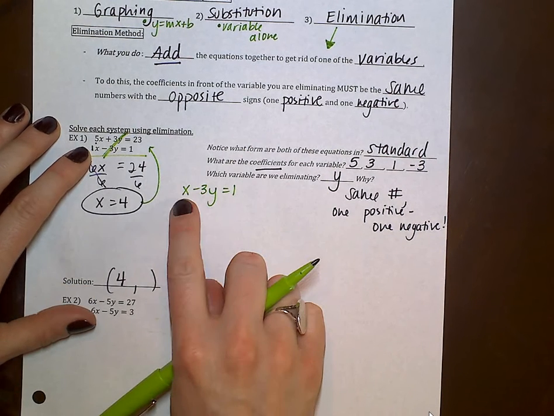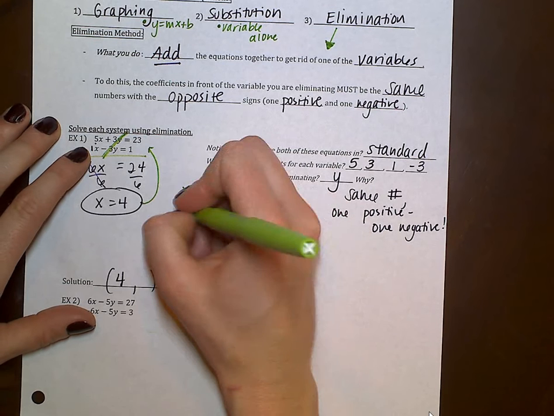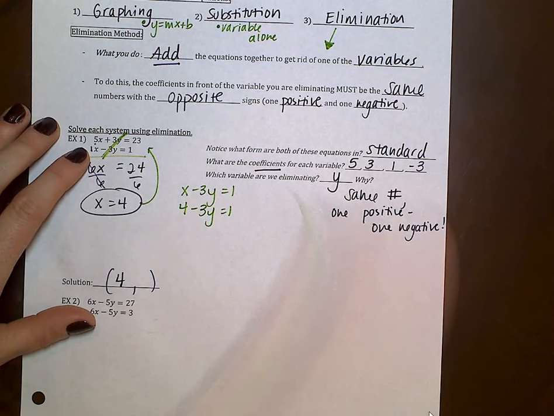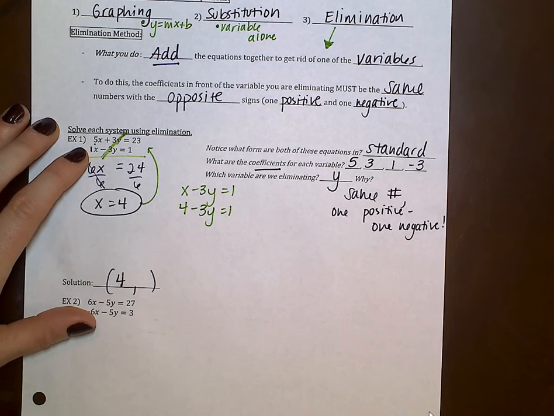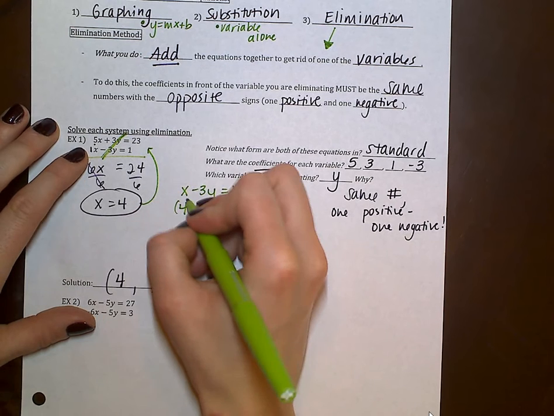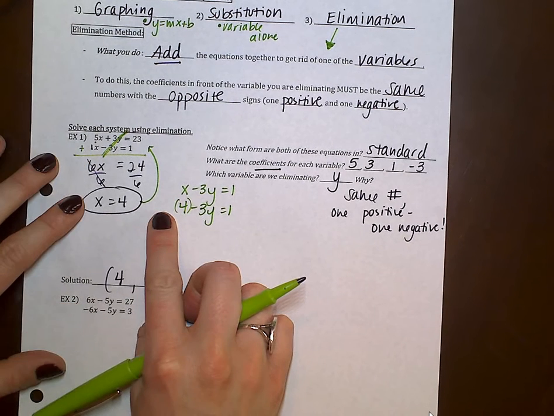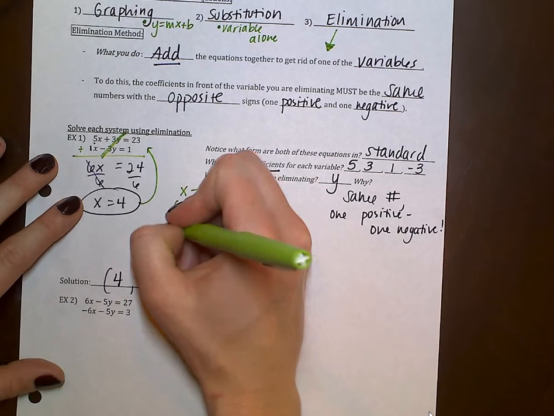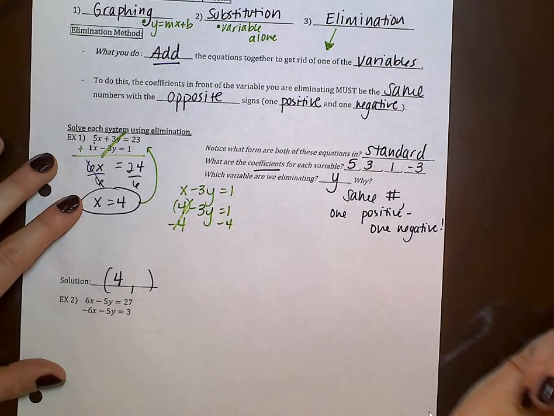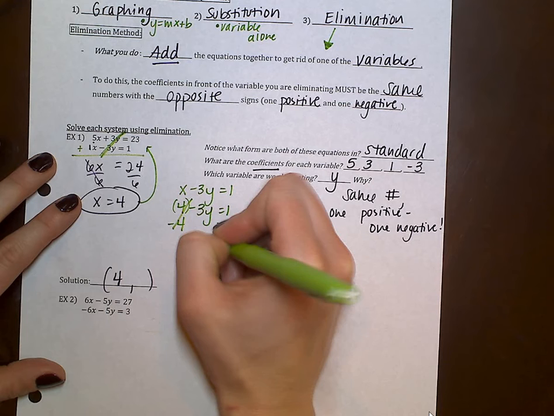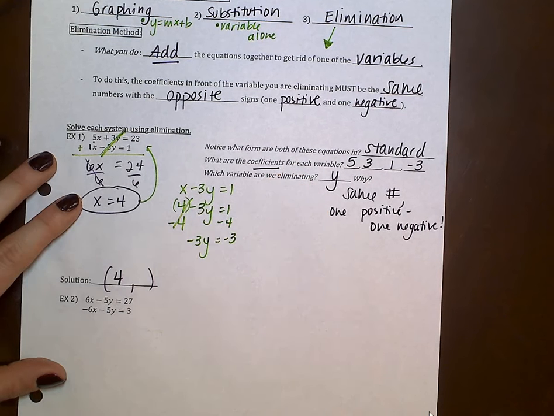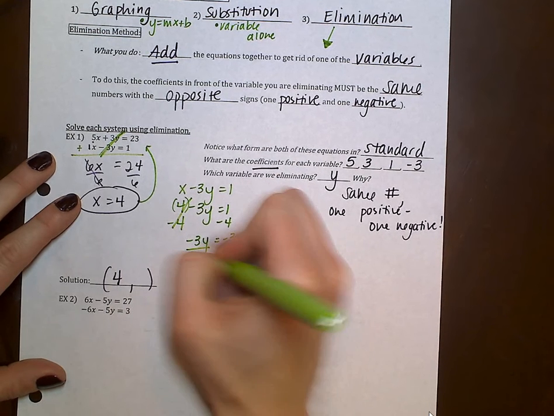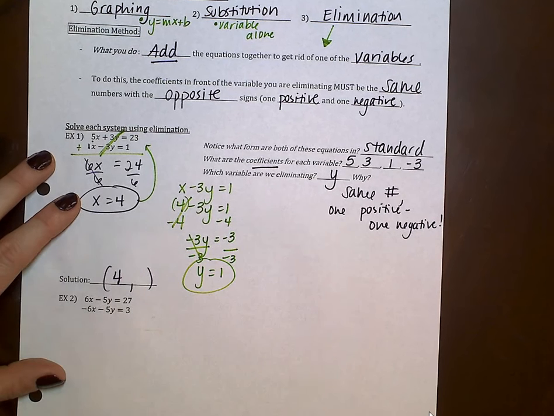I know x. X is 4. So I'm going to plug that in. The parentheses don't make a difference there because there's not a number in front to distribute besides 1. So now I'm just going to solve this for y. So I'm going to subtract 4 and then divide by negative 3. And y would equal 1.